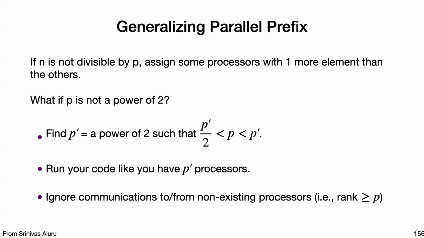And if p is not a power of 2, basically what happens is that you find the next power of 2. So you actually have p processors. P prime is some power of 2. P prime over 2 is also some power of 2. And you pretend that you have p prime processors, and you just ignore things that are from ranks greater than p. And that will work because the prefix sum algorithm is recursive, so it will solve the subproblems correctly.